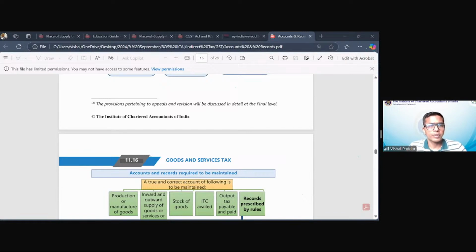Sir, one doubt, if a person is supplying goods as well as service, but they are not bundled together, will it be a composite supply or a simple taxable supply?